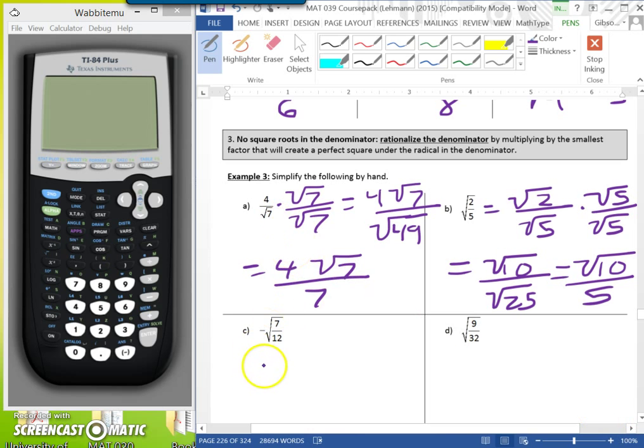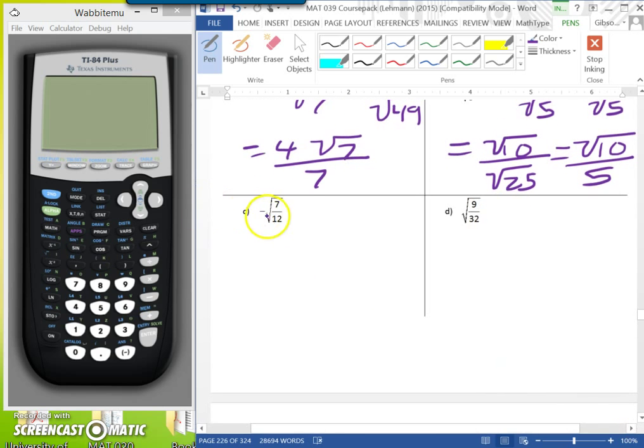Now, one other thing before we go on to C. If you notice, when you take the square root and multiply it by the same square root, you end up getting the number under the square root without the radical sign. Square root of 7 and square root of 7 end up becoming 7, right? Square root of 5 and square root of 5 end up becoming 5, correct? So you could just drop the square root sign.